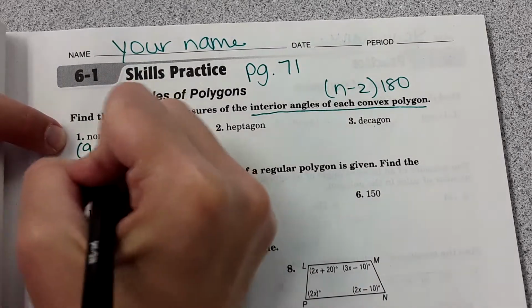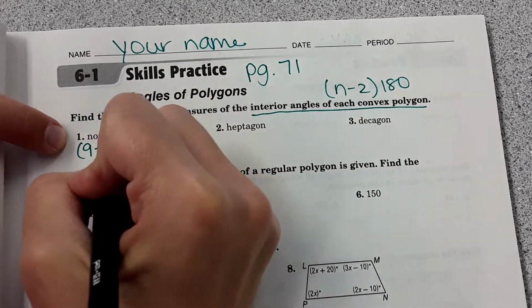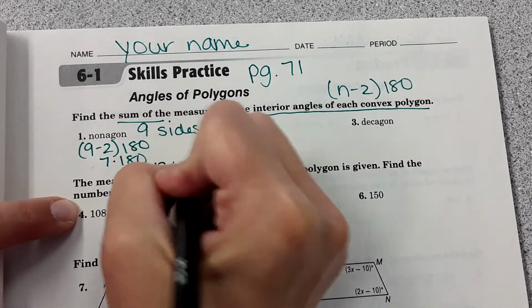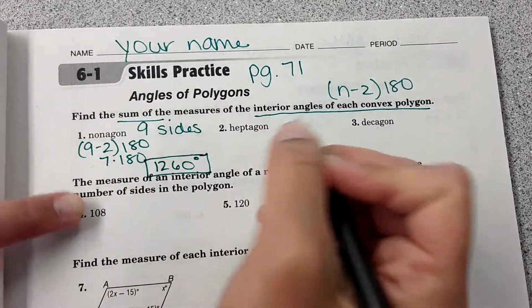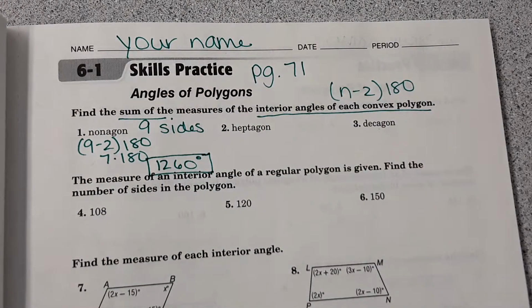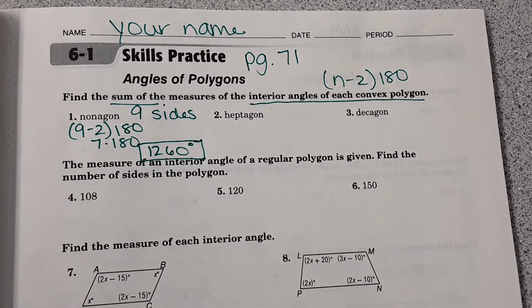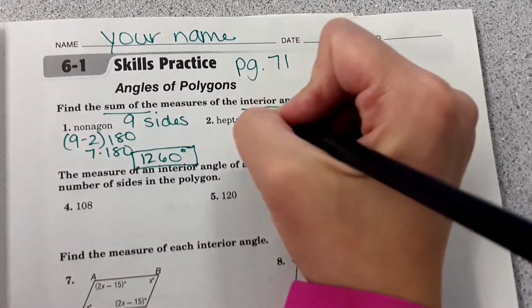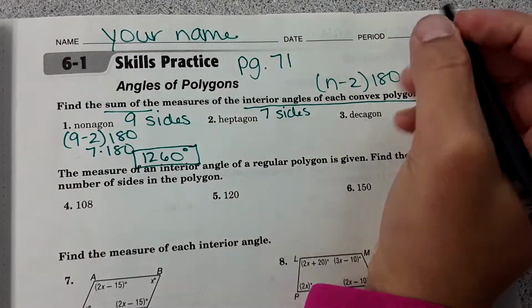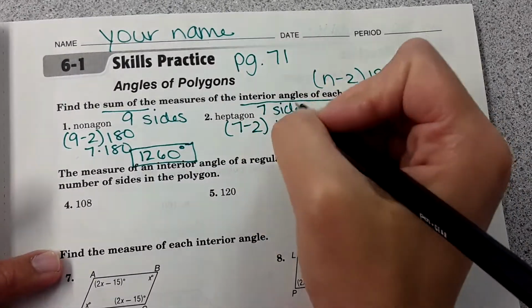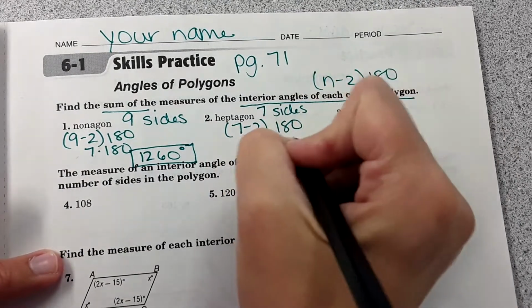So we would do 9 minus 2 times 180. 7 times 180 comes out to 1,260 degrees. So that's the sum of all those angles. Then heptagon is a 7-sided polygon. So we would plug that in, 7 minus 2 times 180. So 5 times 180 is 900 degrees.